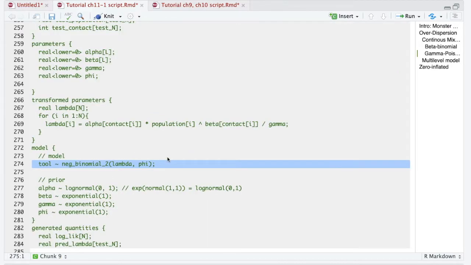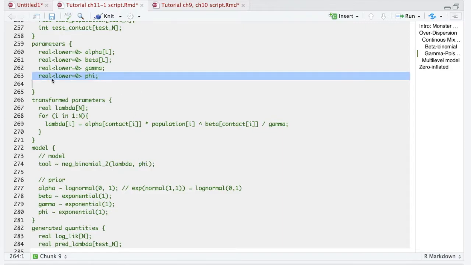Let's jump to the Stan code of the gamma Poisson model, and you can see that I modified the model likelihood code here to negative binomial 2 and added a new parameter called y as a real in the parameters block. It's done.